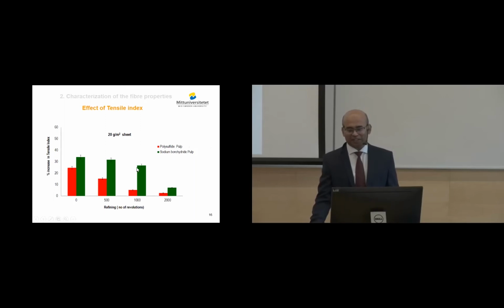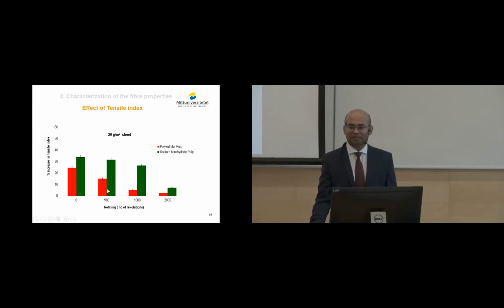So it's a very interesting thing when you increase the refining. Comparing sodium borohydride with polysulfide, sodium borohydride has a higher tensile index, but it's more interesting at a lower refining stage. At a lower refining stage, for example 500, sodium borohydride gives a higher percentage increase in tensile index compared to the polysulfide.